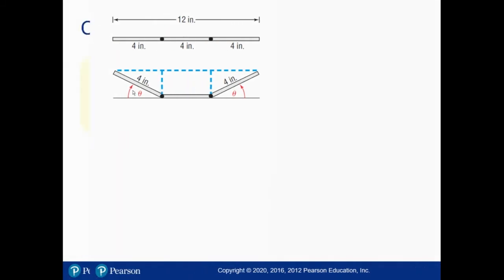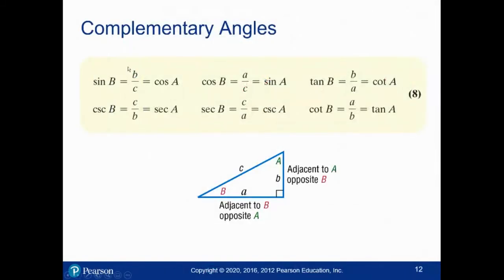Okay, so when we come back in the next video, we're just going to learn about complementary angles, which we already touched on a bit today, but we're going to do some sample problems using them.